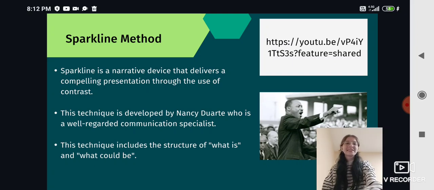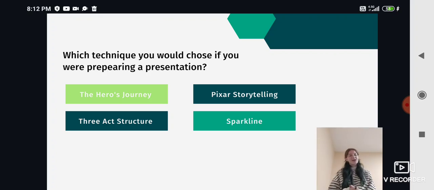So, yes, we finished our storytelling techniques. Like I said, we had 4: the hero's journey, 3-act structure, Pixar storytelling, and the Sparkline method. So, which technique would you choose if you were preparing a presentation? Personally, I think I would choose Pixar storytelling because it is easy to connect with the characters, but if you are keen on adventure stuff, you can also love the hero's journey and 3-act structure.